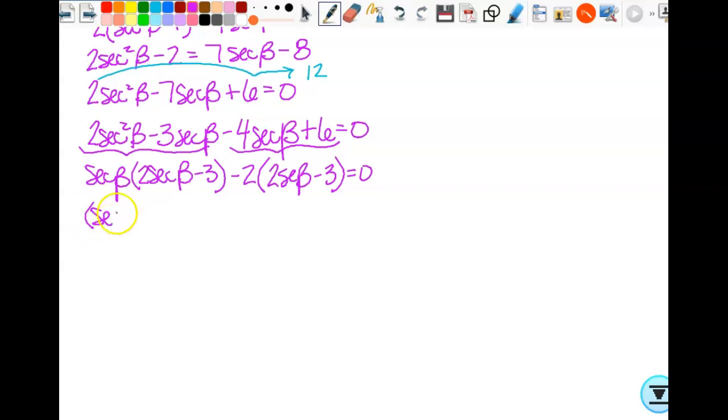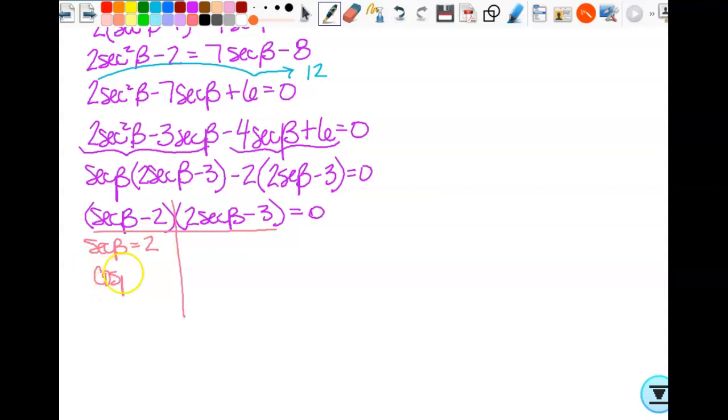I get secant beta minus 2 times 2 secant beta minus 3 equals 0. So then I'm going to solve these just like I've been doing, right? So I get secant beta equals 2, but I don't want secant. I changed secant into what?